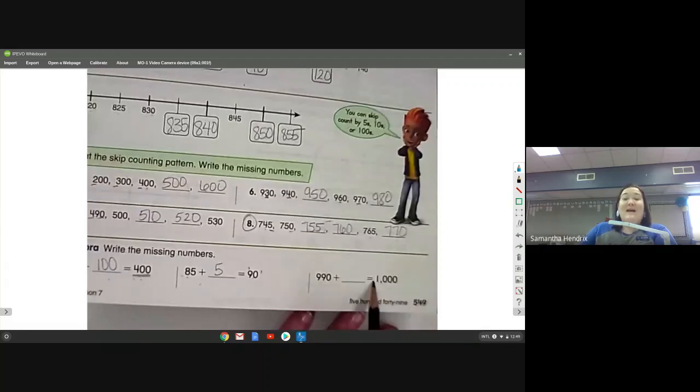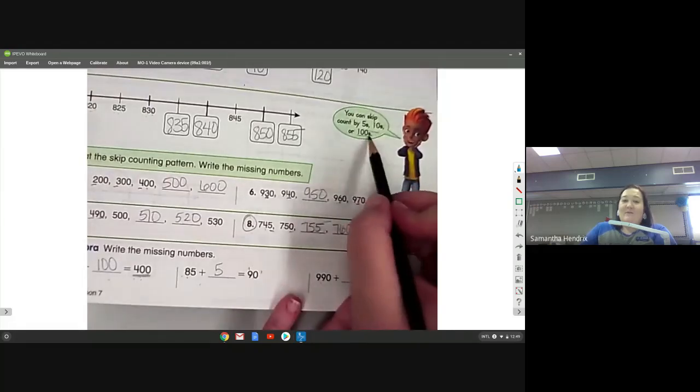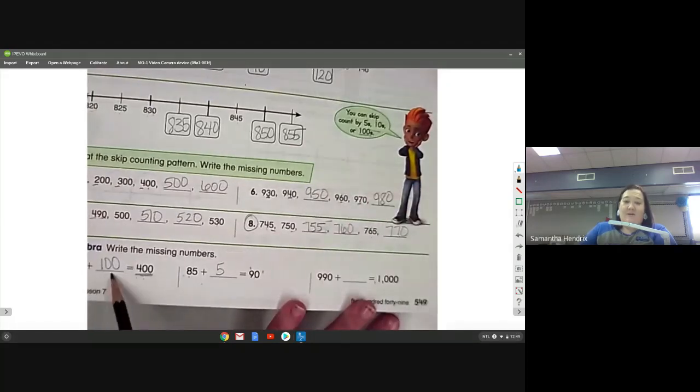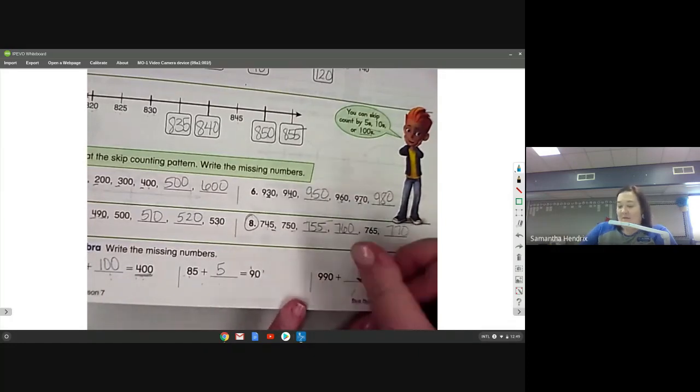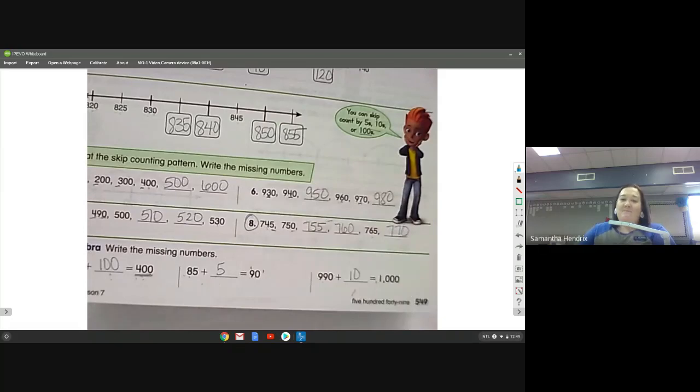Look over here. 990 to 1,000. Okay. Here's a clue. This whole lesson, we're skip counting by 5s, 10s, and 100s. We have 100. We have 5s. It's going to be 10. Okay. Look at the back.